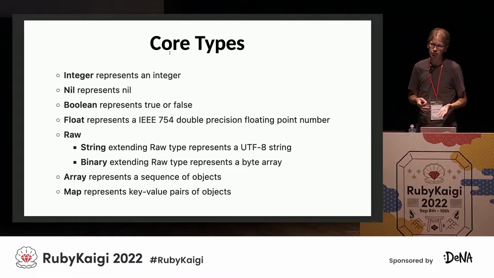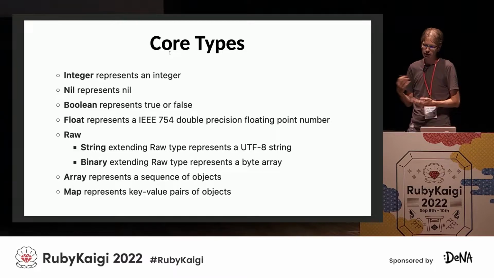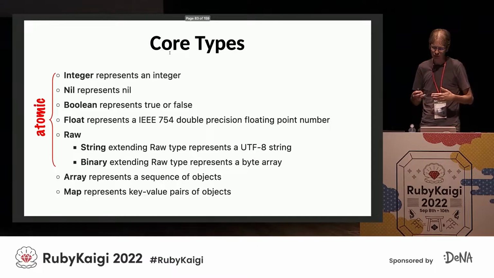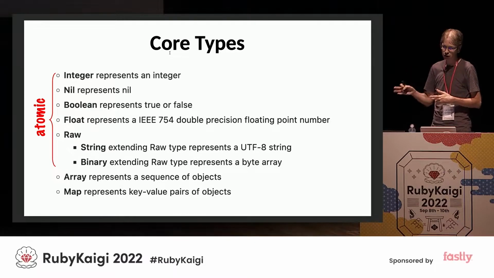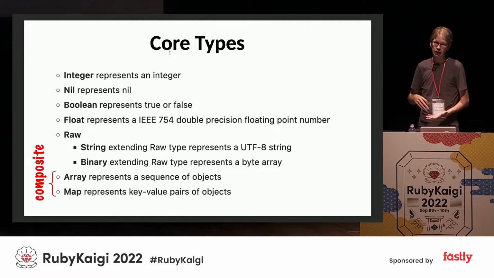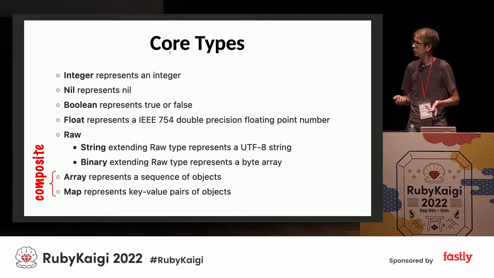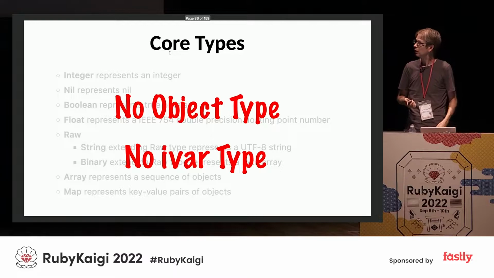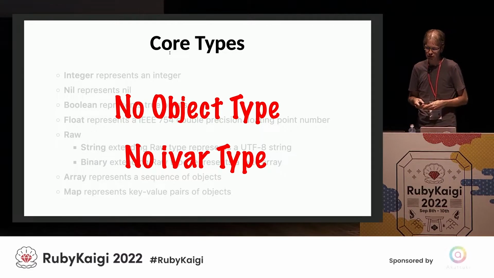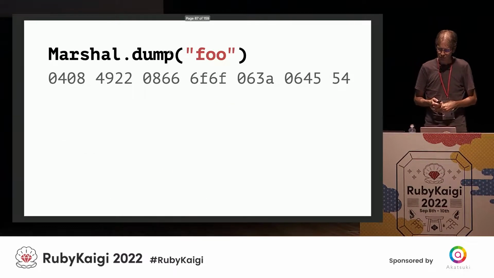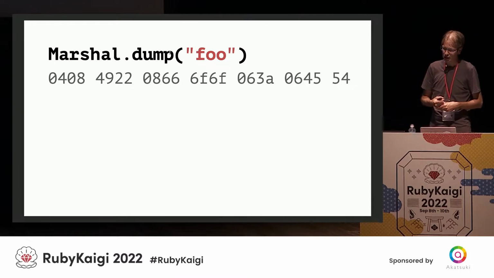The core types are also very similar to Marshall. So you have integer, nil, Boolean, like true, false, floats. So these are the atomic ones, raw, which can be string or binary, UTF-8 string binary. And then you've got the composite types, which are array and hash. So again, similar to Marshall. However, there is no object type, because this is not a Ruby format, so it doesn't know what object is. There is no instance variable type for the same reason. So this is good, because we don't want to start with serialization knowing what objects are, because then we have the same problems again.